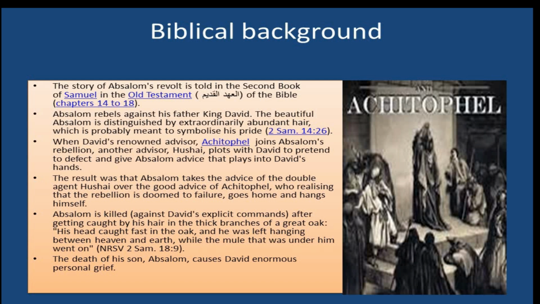The result was that Absalom takes the advice of the double agent Hushai over the good advice of Achitophel, who, realizing that the rebellion is doomed to failure, goes home and hangs himself. Absalom is killed after getting caught by his hair in the thick branches of a great oak, so the two leaders of the rebellion died. The advisor was killed, and Absalom was caught by his hair in the forest.